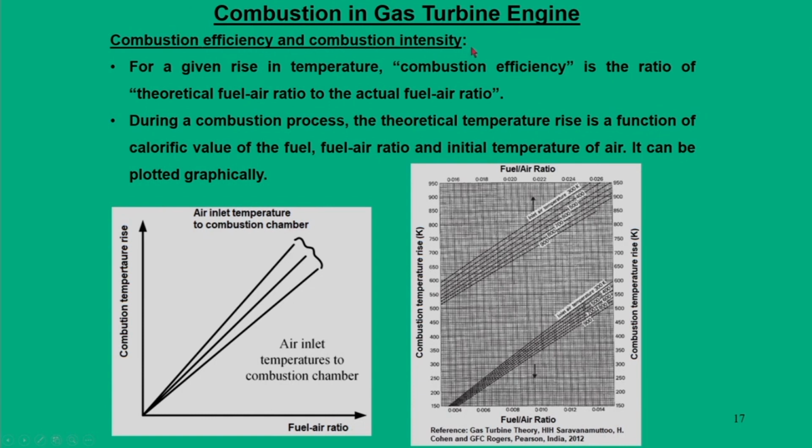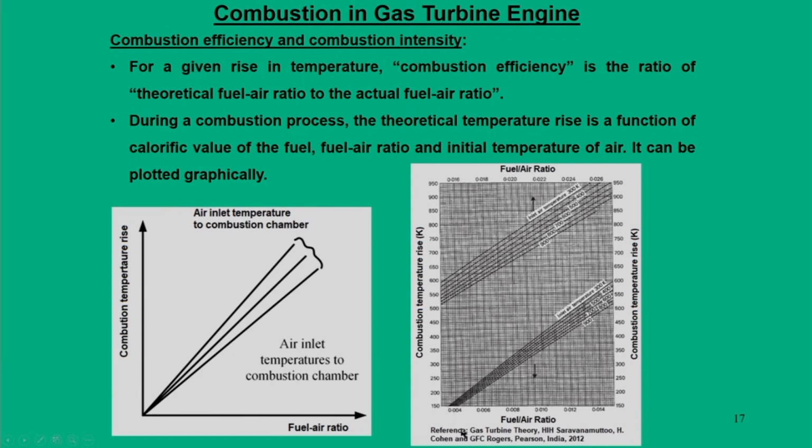There are also some terms like combustion efficiency and combustion intensity. Combustion efficiency we have been utilizing in many of our problems. For a given temperature rise, we can define the combustion efficiency as the ratio of the theoretical air pressure ratio to the actual air pressure ratio. To calculate the theoretical value, we can plot the combustion temperature rise against the fuel air ratio for given air inlet temperatures. This is how we use this graphical approach.